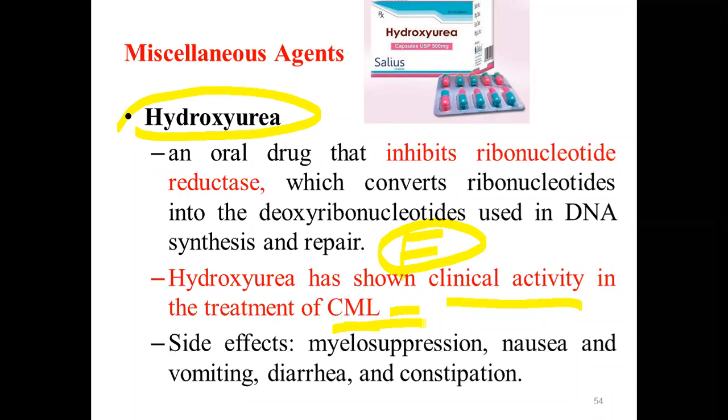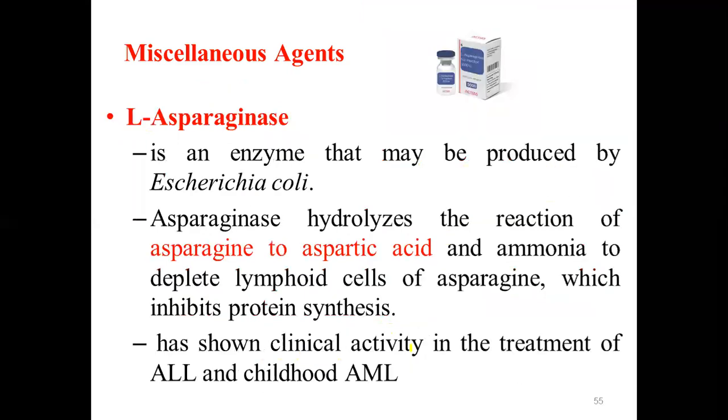Mechanistically, it inhibits the ribonucleotide reductase enzyme, which is important for the conversion of ribonucleotide to deoxyribonucleotide. This conversion is really very important for DNA synthesis and repair. So in general, when you give hydroxyurea to a patient, it can reduce DNA synthesis in the cancerous cell. Okay, then side effect profile: it can cause myelosuppression, and nausea and vomiting are very common.